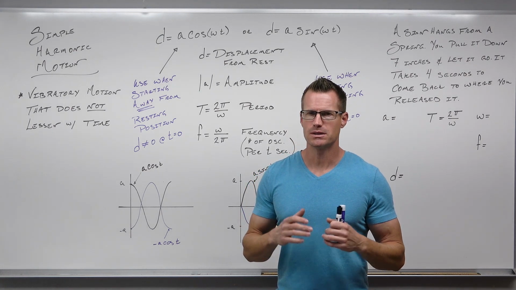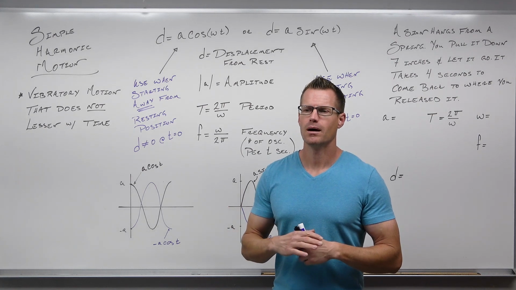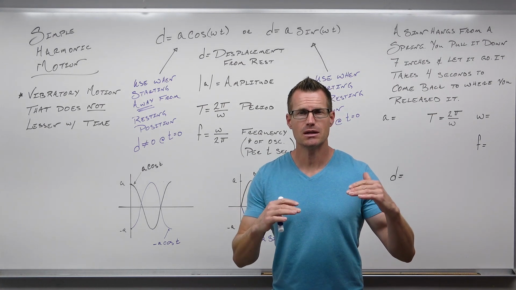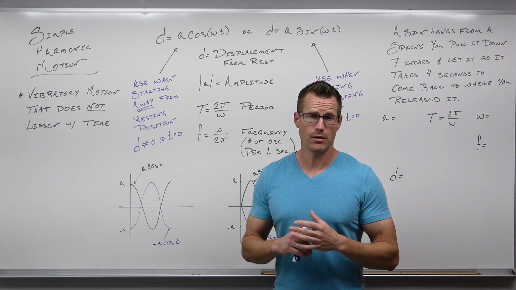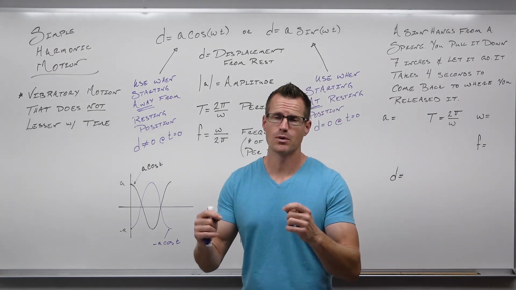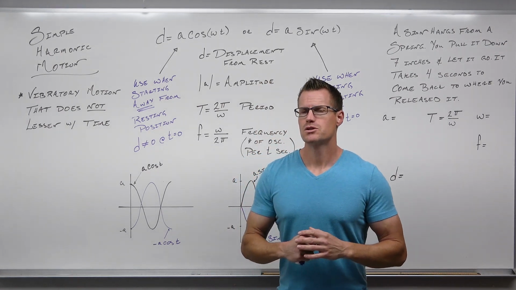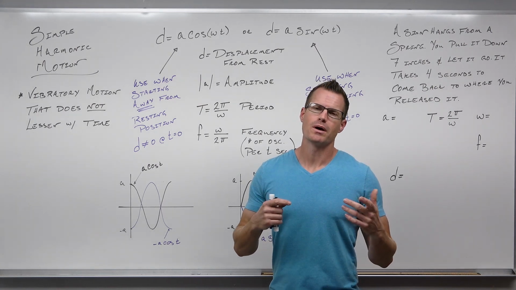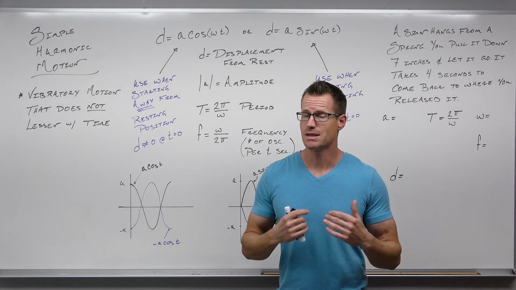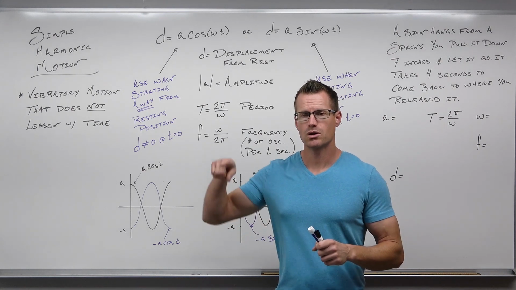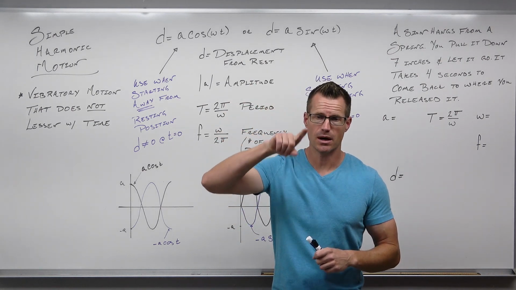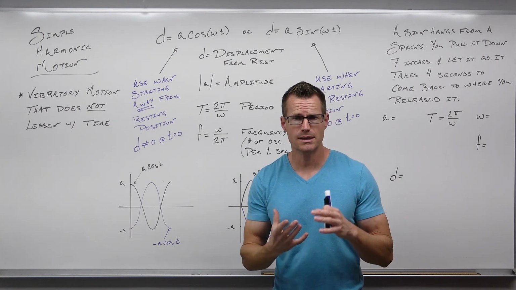I will not be talking about damped harmonic motion. We really haven't talked about e to a negative exponent in a while. That would be involved. So I want to get you rolling on what simple harmonic motion is in this video. So what does it mean? Simple harmonic motion is vibratory motion that does not lessen over time. So you start a process and it continues going up and down or back and forth forever without lessening.